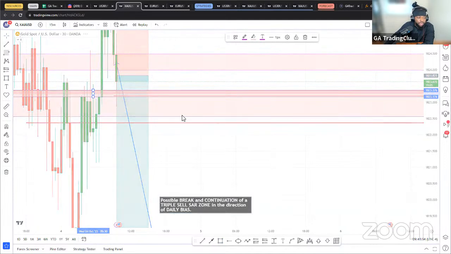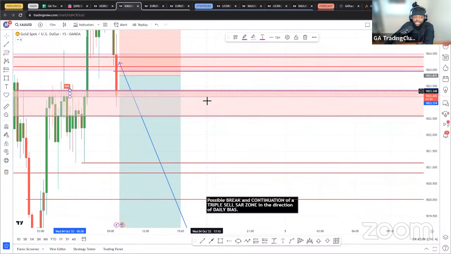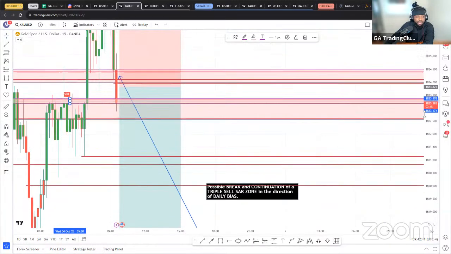On the 15-minute, we have a triple sell SAR right here. And also we have another double sell SAR. The top one is 1823.3. Bottom one is 1822.6. So that's like an 8 pip zone. So this also qualifies as a double SAR on the 15-minute time frame.